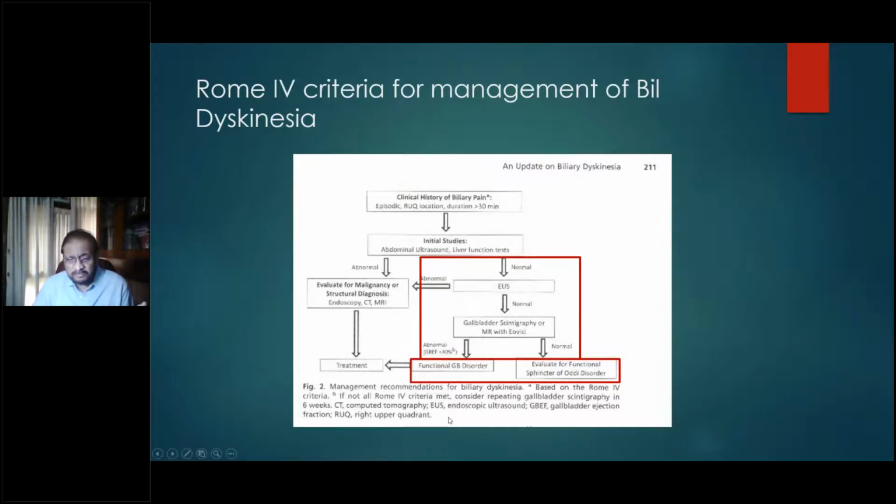Is that clear? Now, this is basically the Rome 4 criteria of diagnosing biliary dyskinesia, and this is the best I could find. And there were some new things which even I didn't know. So, this is basically, I think, the best method of diagnosing biliary dyskinesia, the best method of deciding what biliary pain is all about, right? So, this was about biliary dyskinesia.